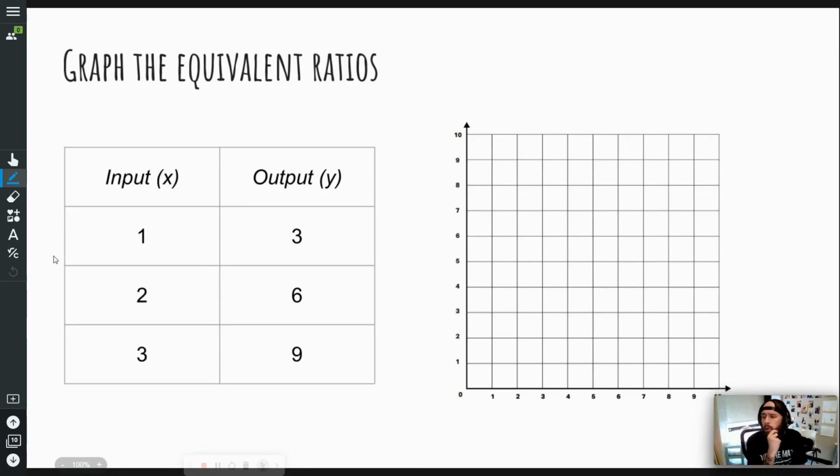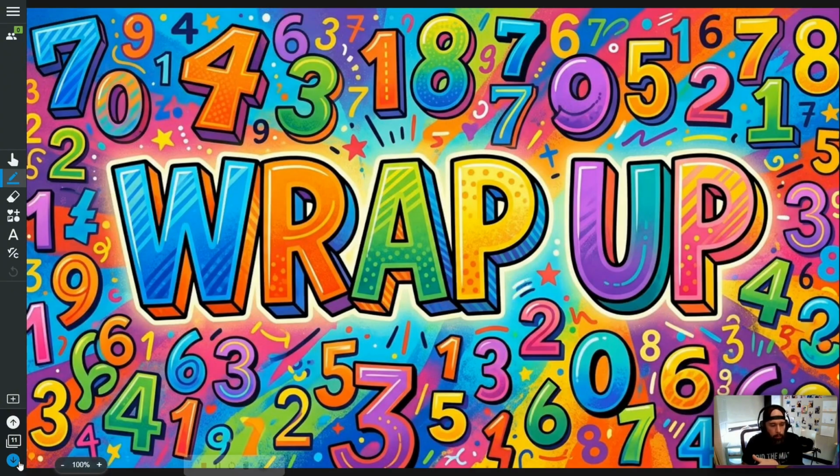Now we added words, input and output. So I have 1, 3, 2, 6, 3, 9. I'm going to choose a different color for no reason at all. I'm going to go right 1, up 1, 2, 3, put a dot. Start at 0, 0, go right 1, 2, go up 1, 2, 3, 4, 5, 6, put a dot. And then the last one, go right 1, 2, 3, go up 1, 2, 3, 4, 5, 6, 7, 8, 9. And there you have it. Okay, now let's wrap this video up.